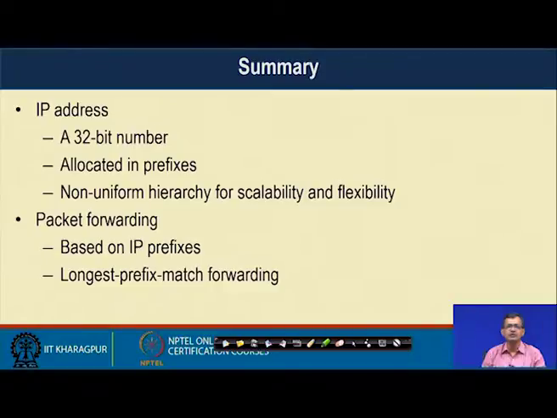So, finally, we looked at IP addresses and different allocations, which you have already seen, and at packet forwarding based on IP prefixes. Looking at how routers forward, we looked at the longest prefix match when more than one match comes up. So, with this we conclude today's discussion. We will continue with IP routing mechanisms in our subsequent lectures. Thank you.